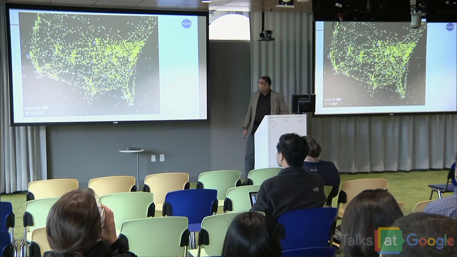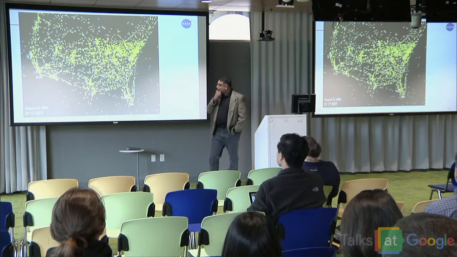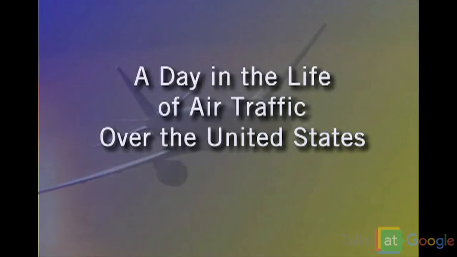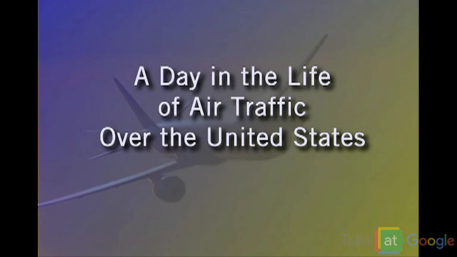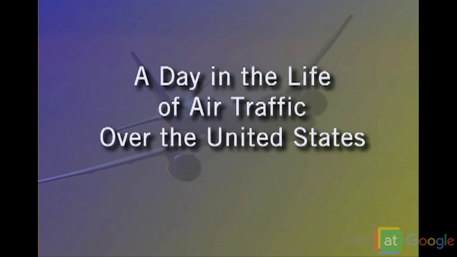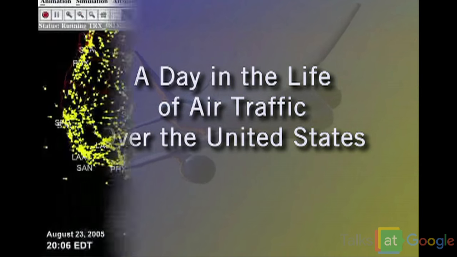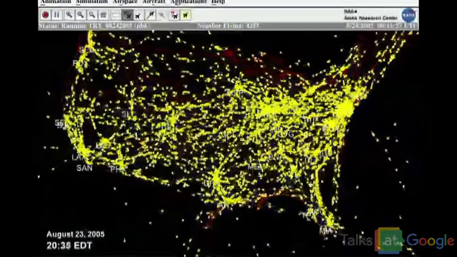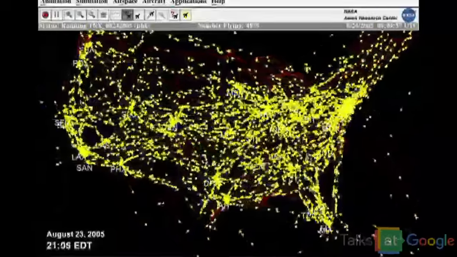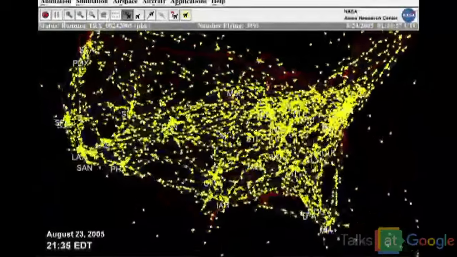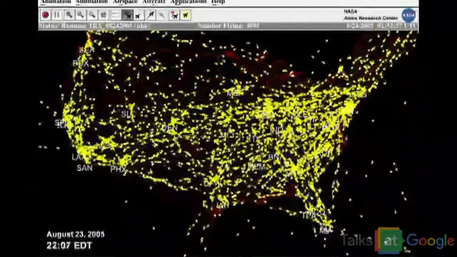So before we start to look at the future of aviation, let's look at the current aviation system and how the aircraft operate in the National Airspace System, what we refer to as NAS. This animation displays air traffic over the United States. It was created using real air traffic data from the Federal Aviation Administration.